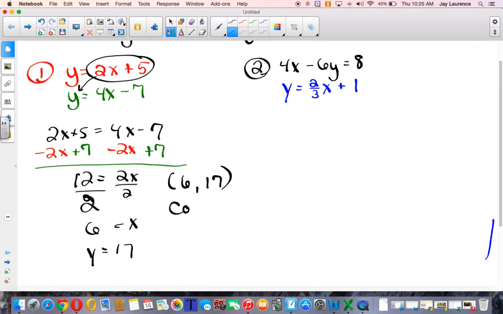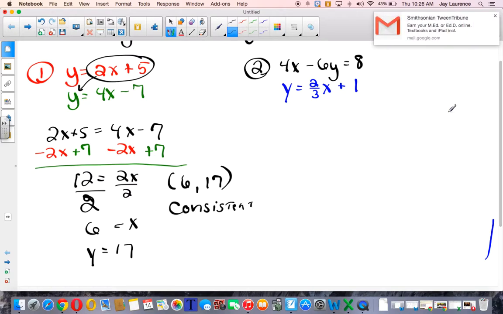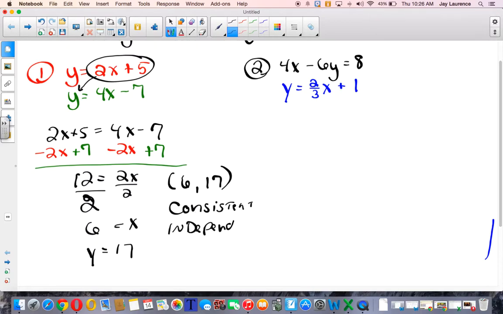So this is a consistent and independent solution. Independent, right? There you go. Consistent, independent, one solution.